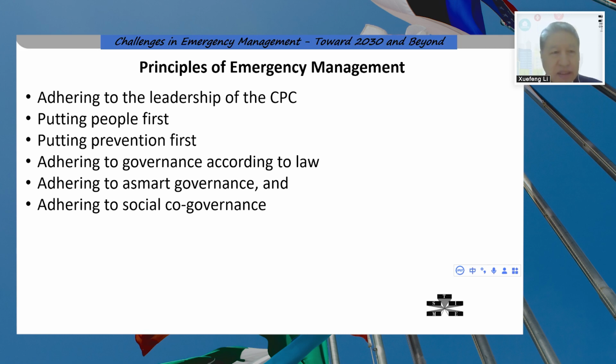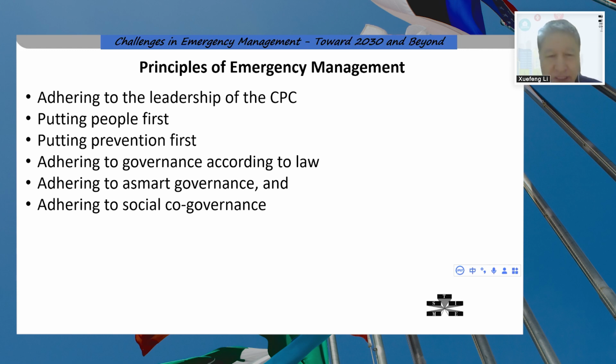And others, including putting people first. So why do we insist on the dynamic zero policy? We take people's lives first. We could not tolerate that 1 million or more people lost their lives. And the third principle is to put prevention first.